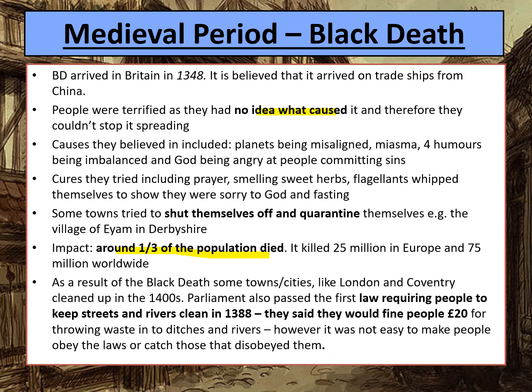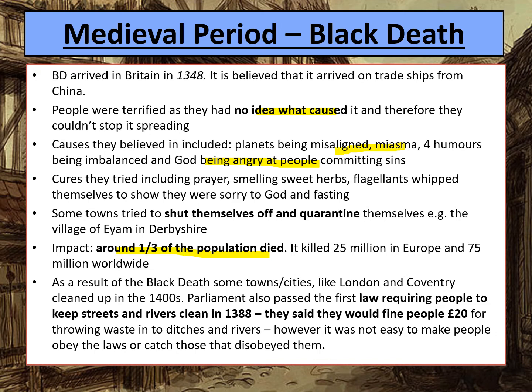Now, they didn't agree on what caused it. All different physicians and doctors, and even just ordinary people, had all different types of ideas about what caused it, from things like planets being misaligned to the belief that it was caused by miasma or bad smells. Some people believed that it was just because lots of people's humours were out of balance. And many people believed that because so many people were dying in the scale of this disease, it had to be caused by God, who was really angry at people committing sins and was therefore punishing the population as a result.